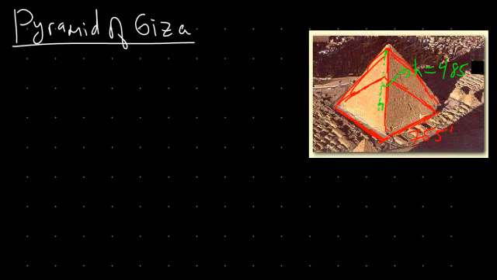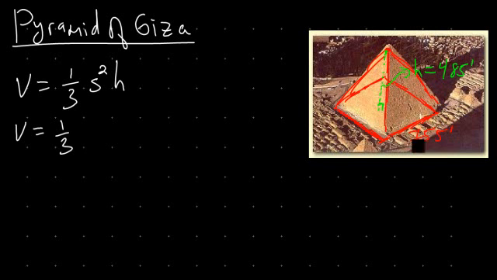So we want to find the volume. Volume equals 1/3 s squared, and that's the area of the base, times the height. So we take the area of the base times the height, then times the 1/3. Our volume equals 1/3 s squared. That means side times side, and that's our square base, and both sides are 755 feet.